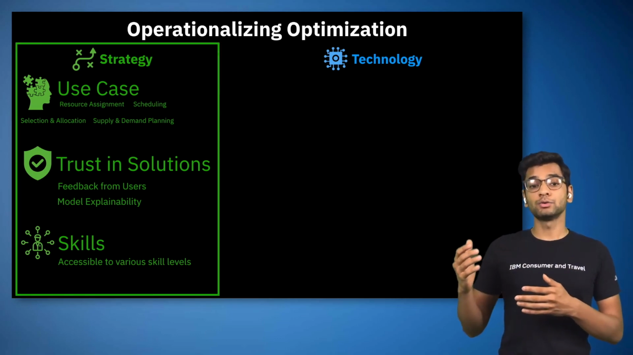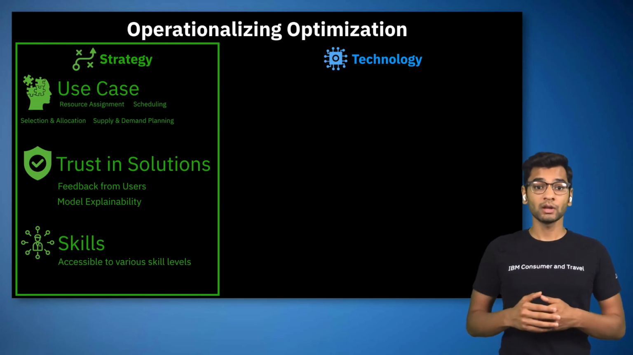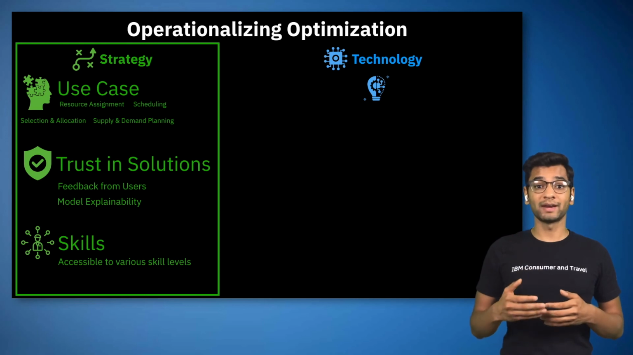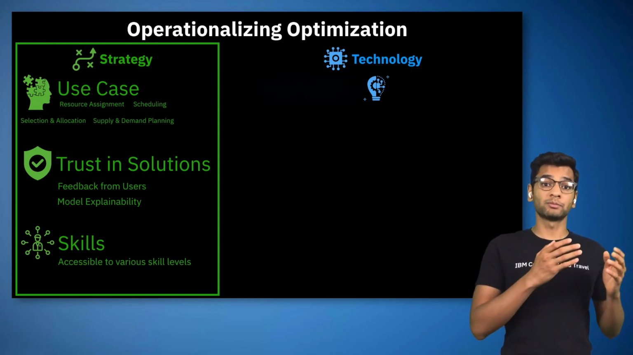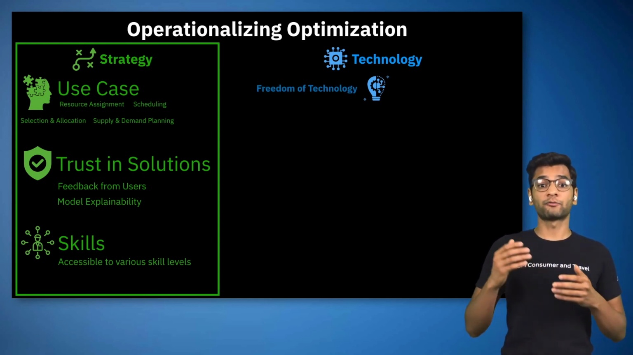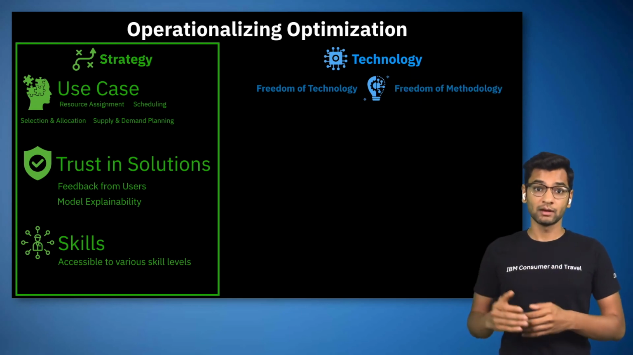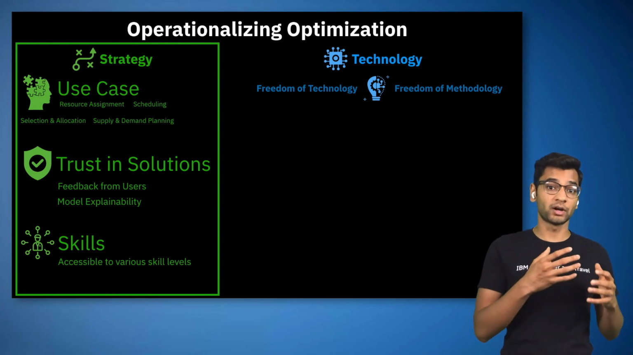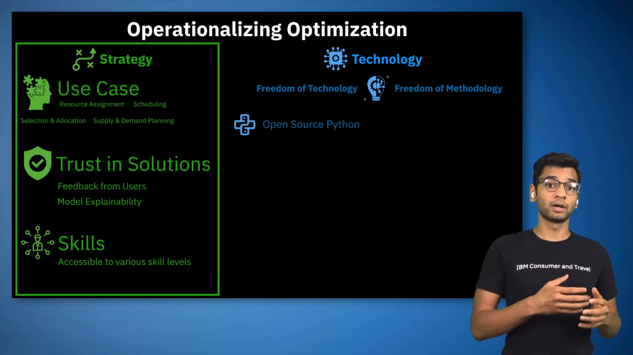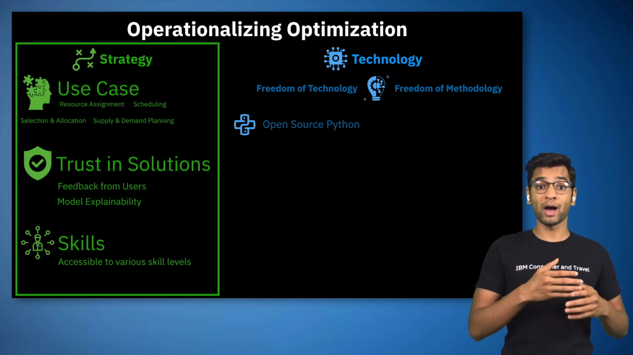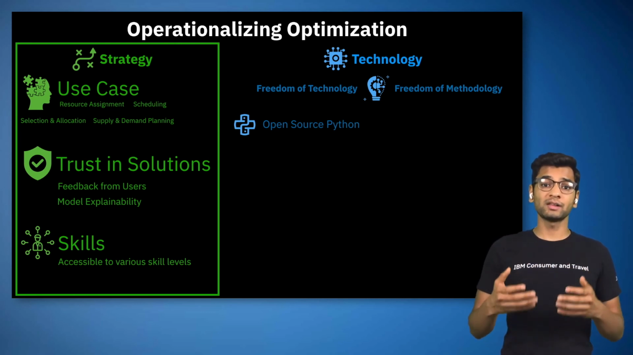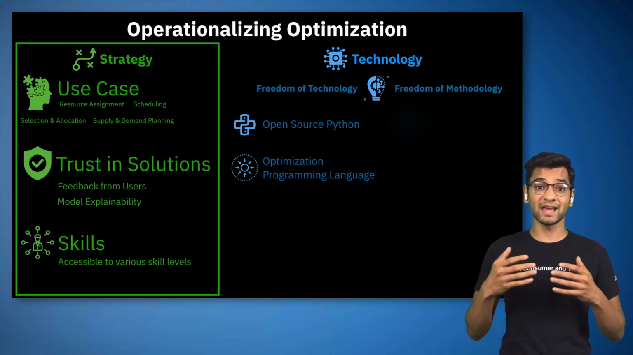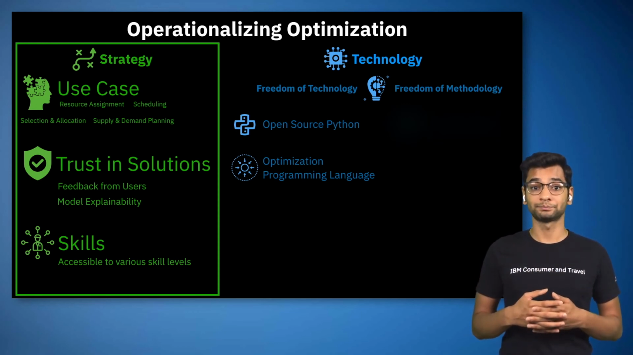Now let's move on to the technology component. So we start with two main concepts that are critical when evaluating any platform: the freedom to choose a technology and the freedom to choose a methodology. On the technology side, an optimization platform should support various modeling languages, including open source Python to leverage wide availability of skills, as well as specialized languages like OPL, which are purpose-built for substantially simpler and shorter code.